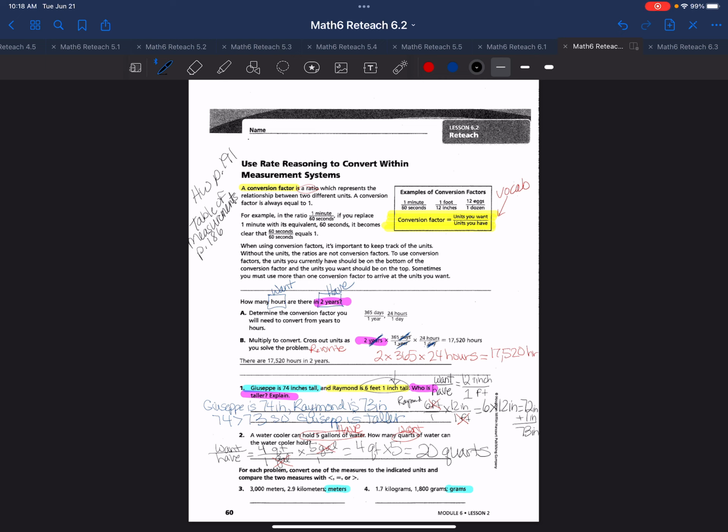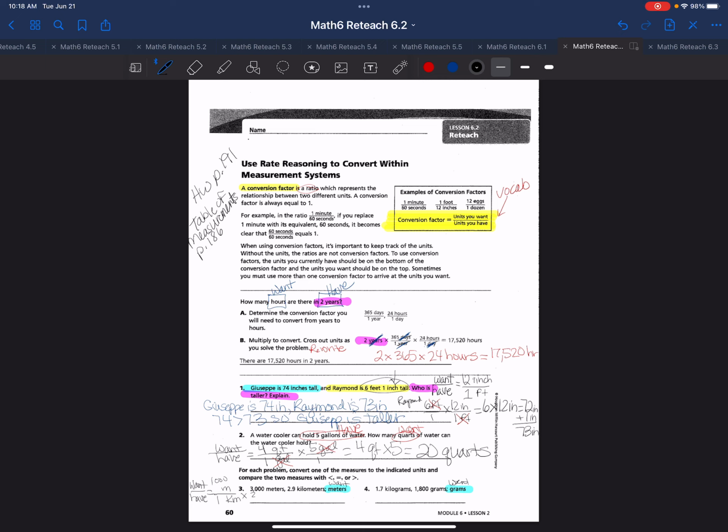So if I have want over have, so I know that I want meters. Okay, so I want meters because this is what I want. But I have kilometers. So look on the conversion chart, and it says for 1 kilometer you have 1,000 meters.